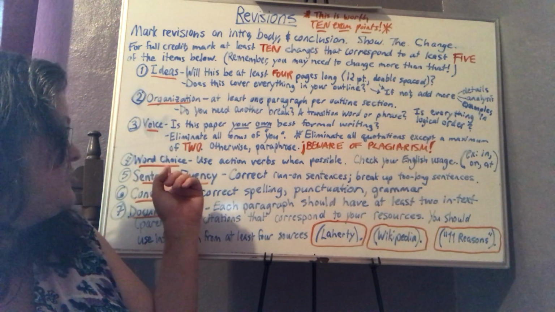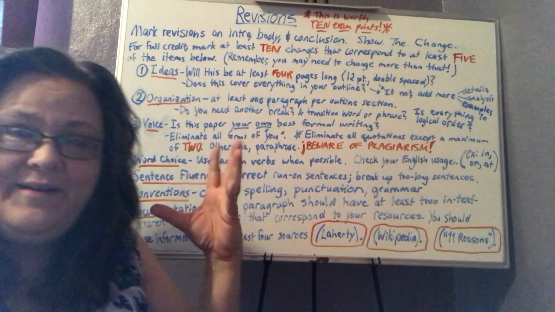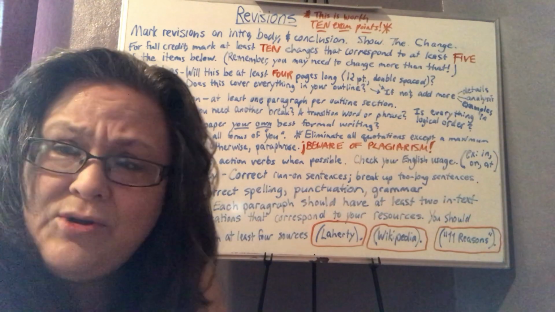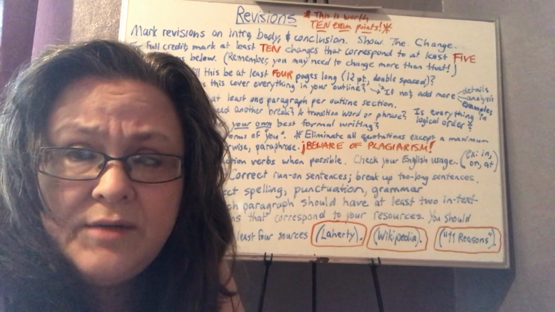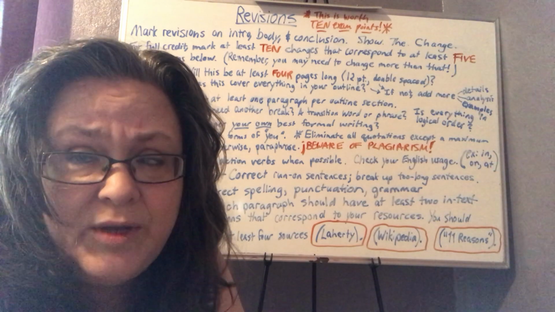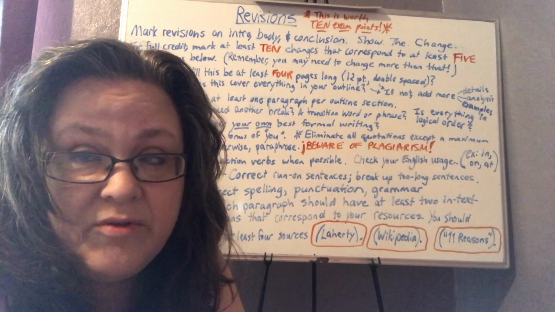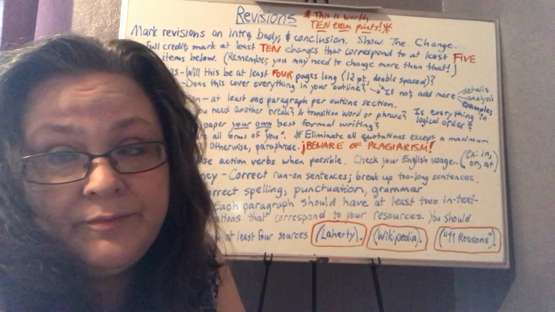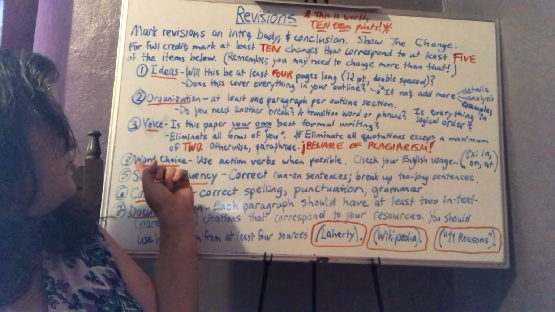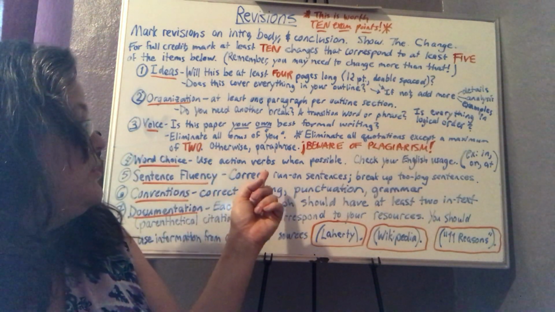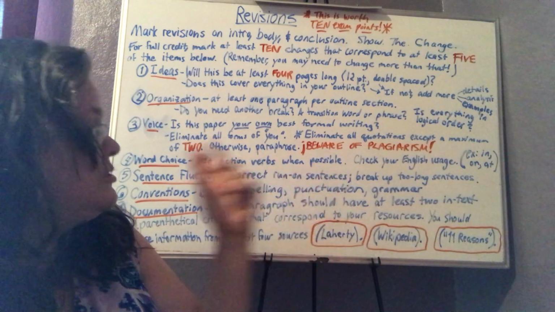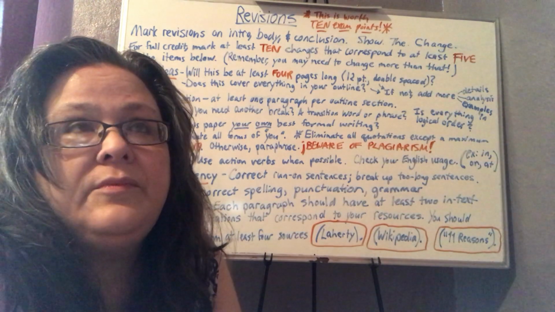Then number 4, word choice. I hope I've warned you enough about plagiarism. Have I warned you enough about plagiarism? Don't do it. I've actually had students who had 0s on their final draft of their research paper. Please don't do it. Okay, number 4, word choice. Use action verbs when possible. Check your English usage. So action words.